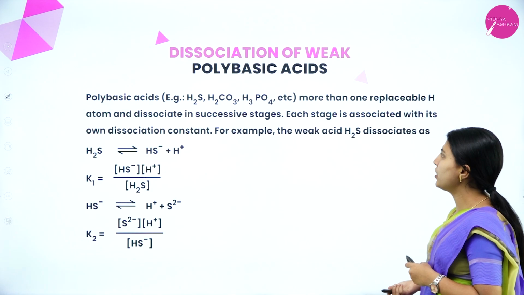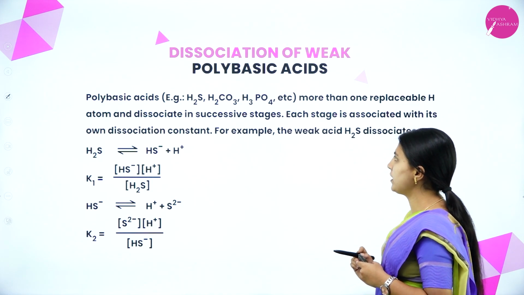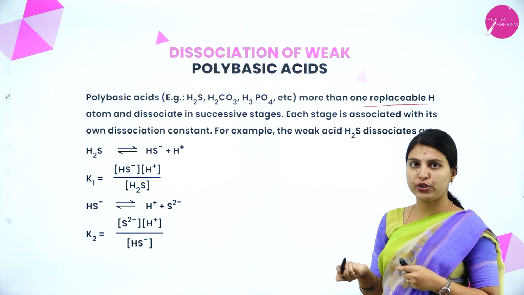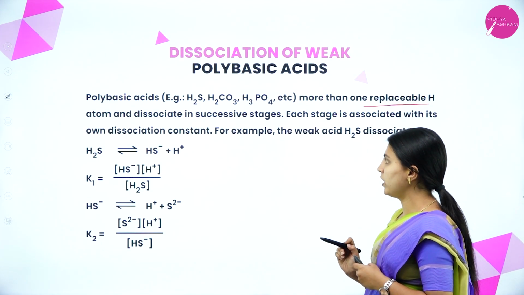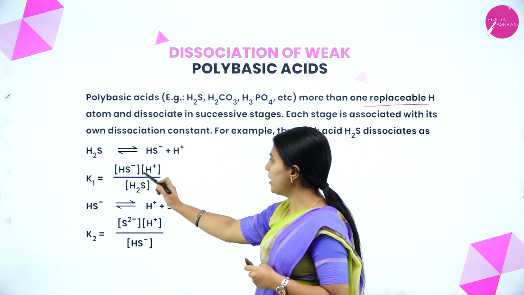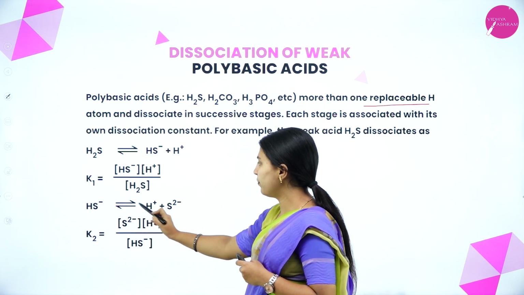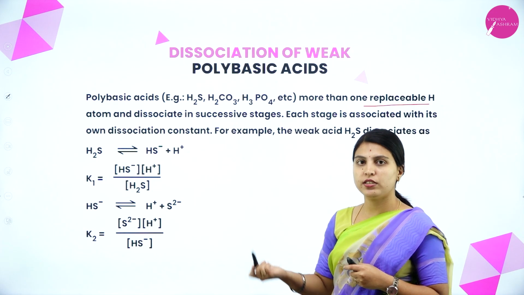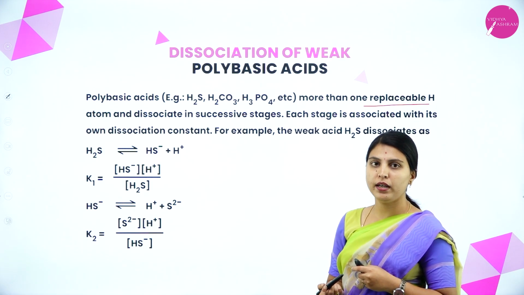Next, dissociation of weak polybasic acids. Polybasic acids means H2S, carbonic acid, phosphoric acid, etc., having more than one replaceable hydrogen atom, like H2SO4. Each stage is associated with its own dissociation constant. For example, the weak acid H2S dissociates as H2S giving rise to HS minus plus H plus. This is the first, K1. Next, HS minus gives H plus and S2 minus. This is the second stage. Two dissociations take place, depending on the number of replaceable hydrogen atoms.